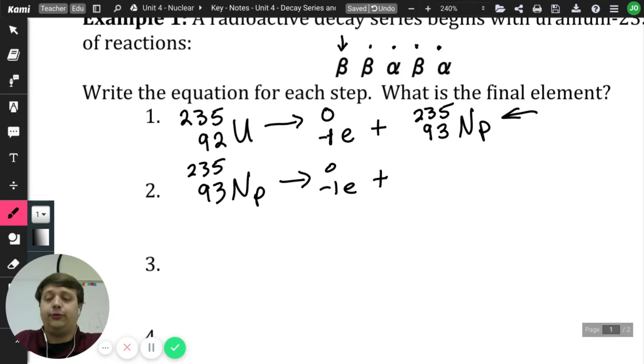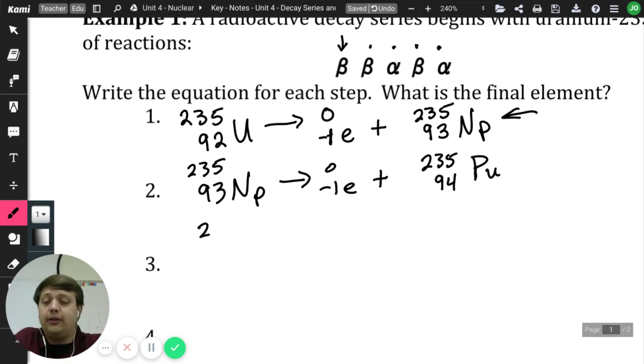Now what do I produce? Again, we check our masses. We'll find that we have 235. We check our atomic numbers, and we'll find that it should be 94 that we're needing right here. So I find that on my periodic table, Pu. All right, keep on going.